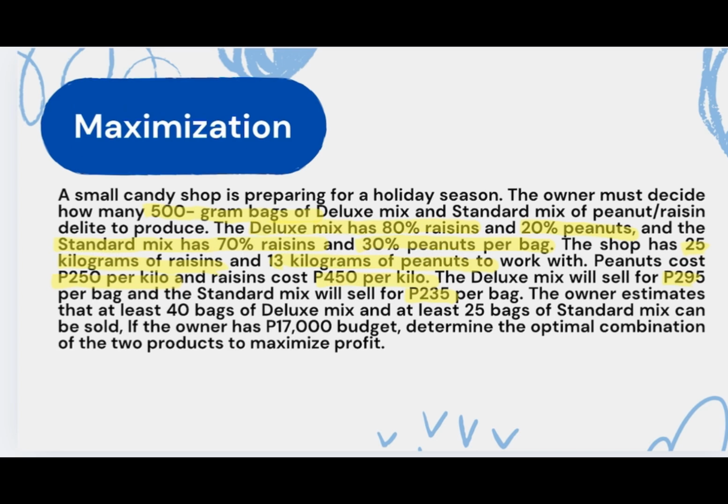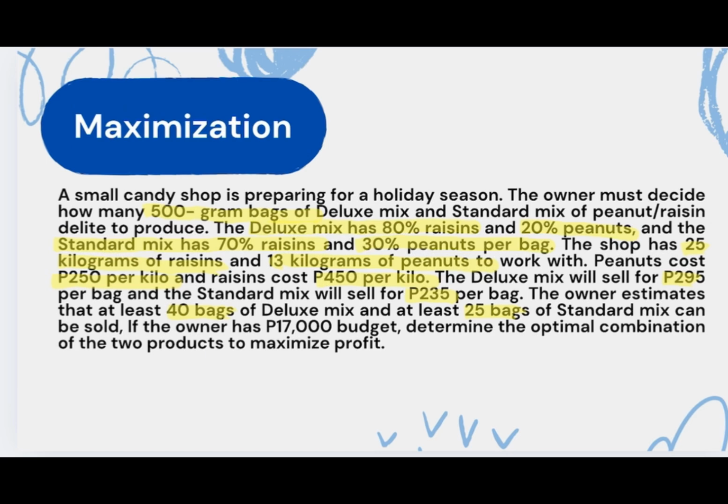The owner estimates that at least 40 bags of deluxe mix and at least 25 bags of standard mix can be sold. If the owner has a 17,000 budget, determine the optimal combination of the two products to maximize profit.